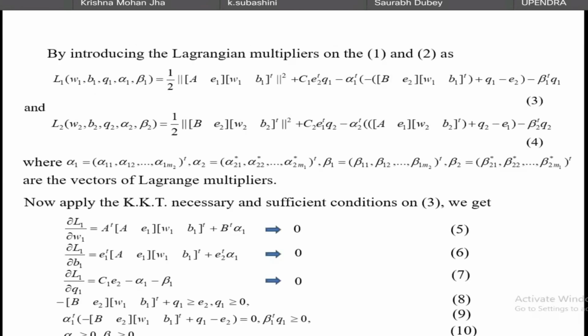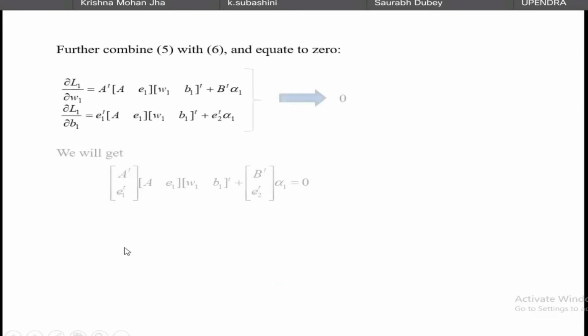Now further, we combine this 5 and 6. Obviously 5 and 6 is nothing but, we have this, we can combine these two in this particular manner for simplicity. So you just combine this, you can write A transpose E1 transpose, this particular term is common, you can write as it is. Same things you can write as it is. Then this B transpose E2 transpose, and this alpha 1 is equal to 0.